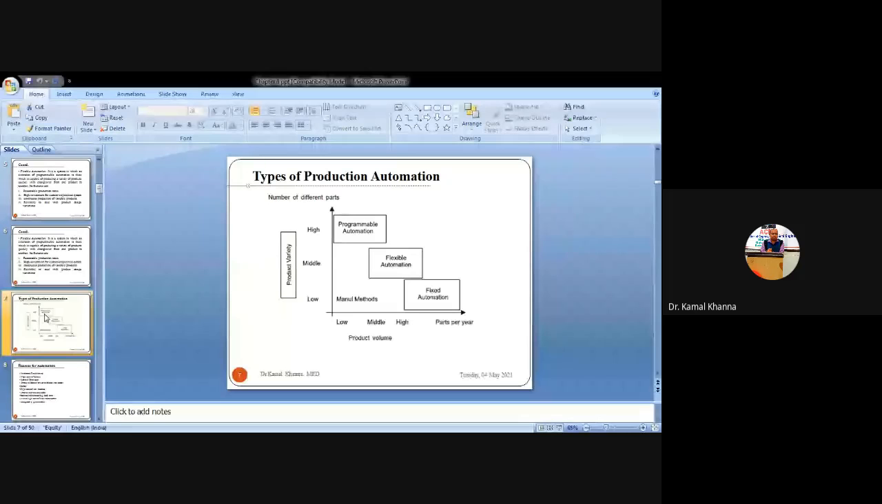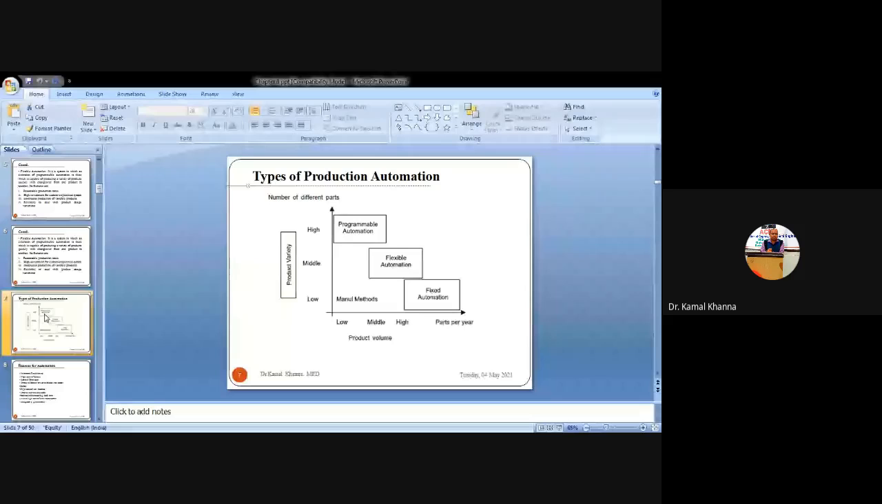But if we are focusing on mass production, then we install fixed automation in our industry. In that case, we are only getting the product volume, that is, the product in large quantity, but you don't have any variety within the product and within the components of that product. So that variety cannot be met in the case of fixed automation.